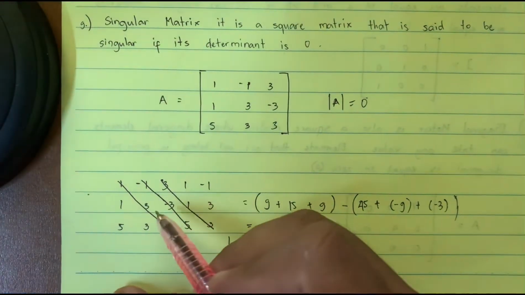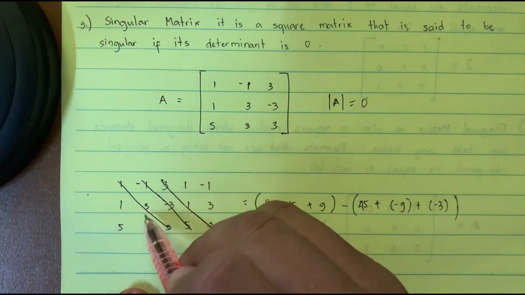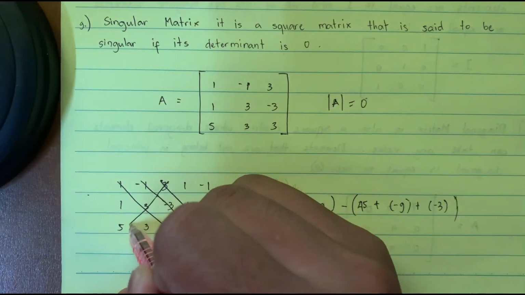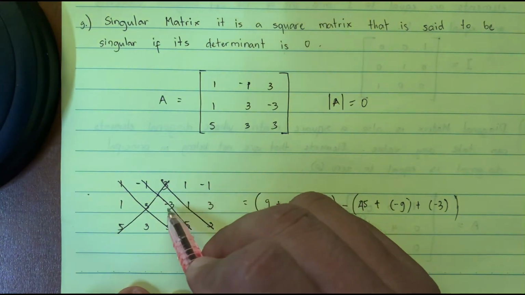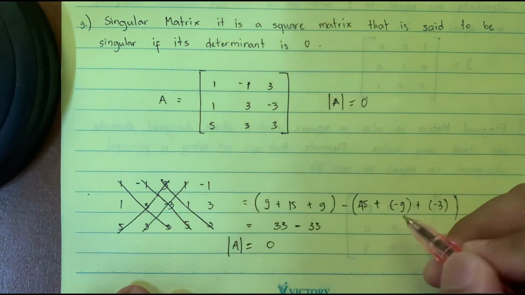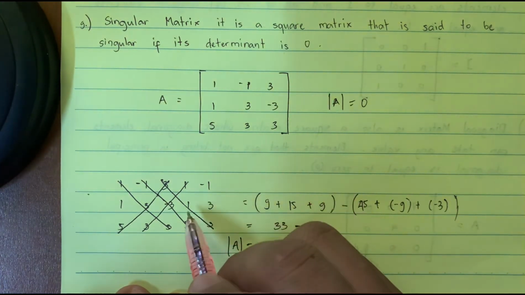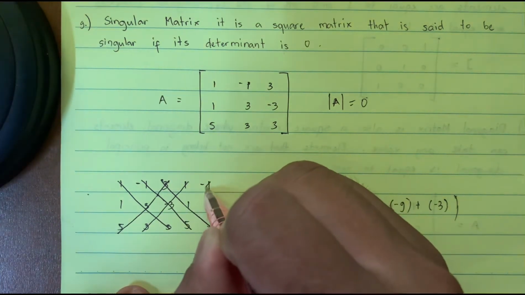Minus, kasi dito naman tayo sa kabilang diagonal. 5 times 3 times 3 is equal to 45. 1 times negative 3 times 3 is equal to negative 9. Negative 1 times 1 times 3 is equal to negative 3.